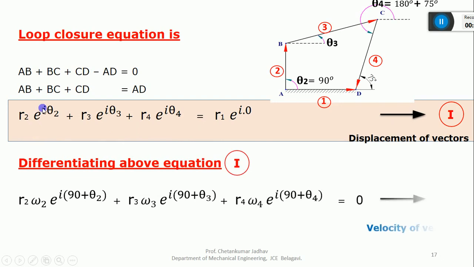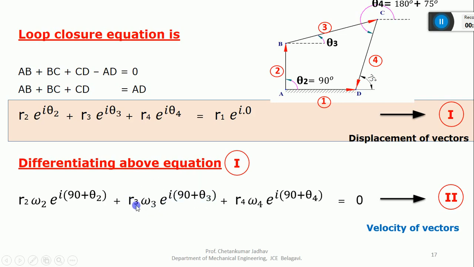So when you differentiate this entire equation 1, when you differentiate this displacement, you'll get r omega e raised to i(90 plus theta). Since it is with respect to the second link, I'll write 2, 2, 2. Similarly, when you differentiate this one, you'll get the velocity of this vector, that is r3 omega 3 e raised to i(90 plus theta 3).